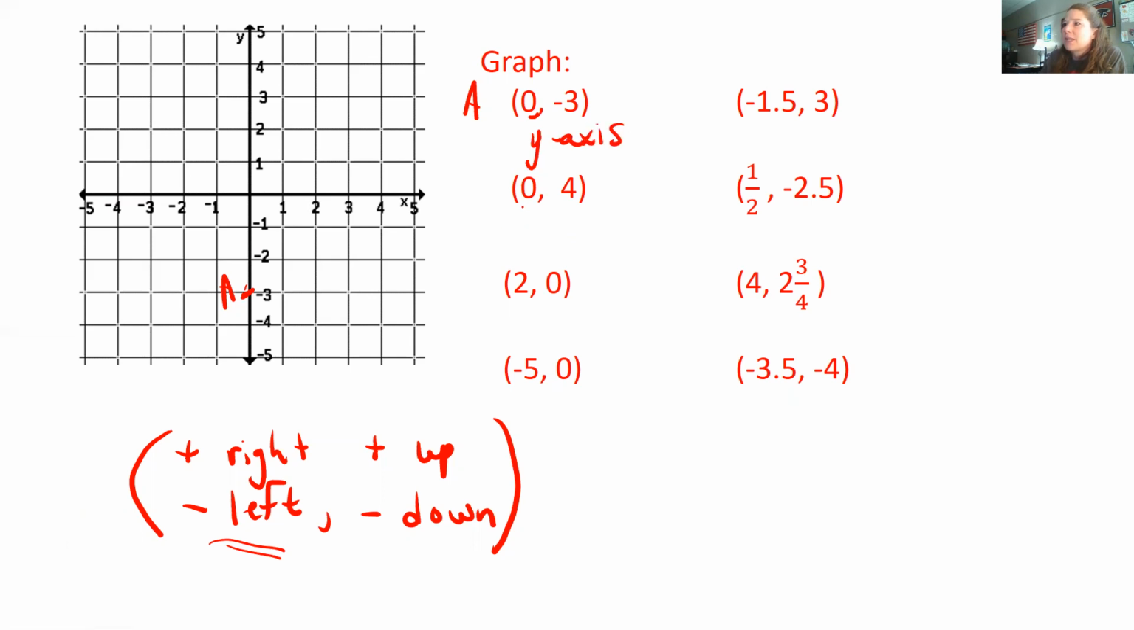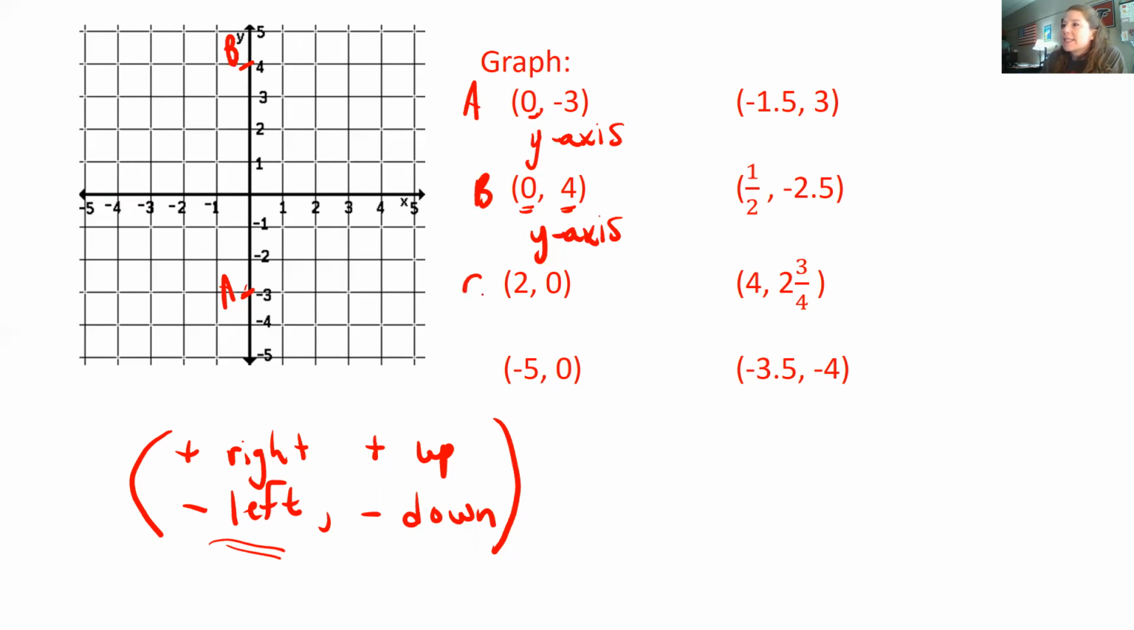All right, let's look at the second one. The first number controls right or left. So don't go right or left, but then go up 4. Start at the origin. Don't go right or left, but go up 4. And we'll call that point B. And where did we land? We landed on the y-axis.